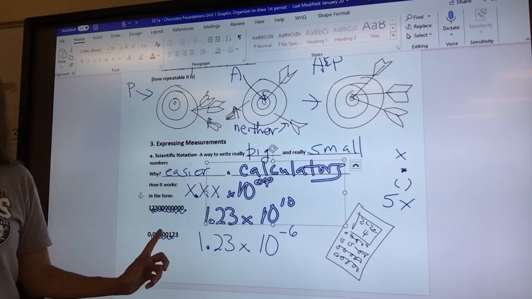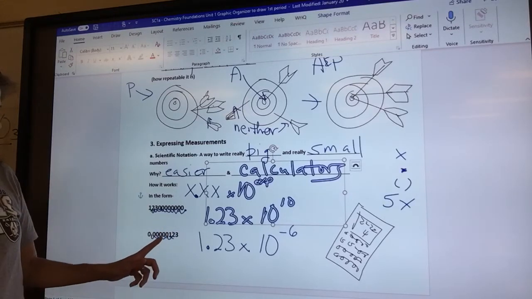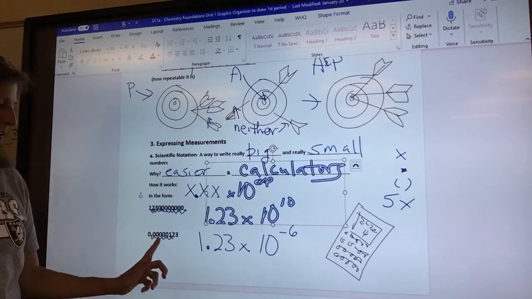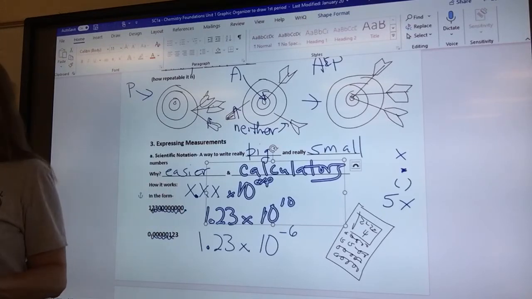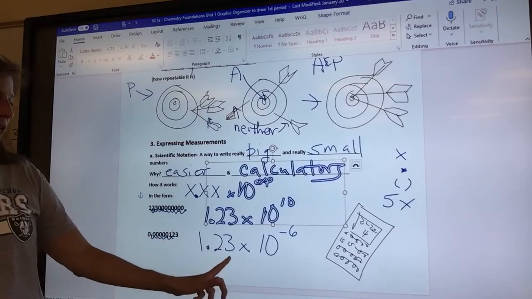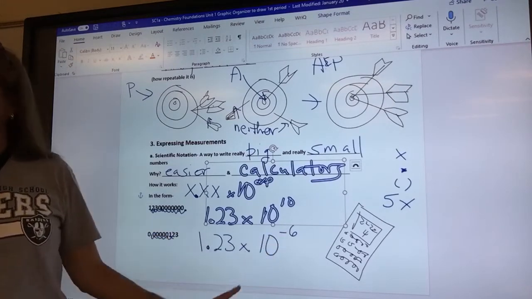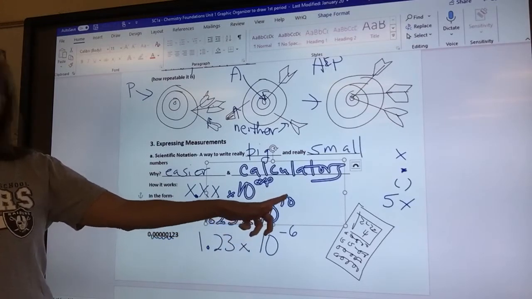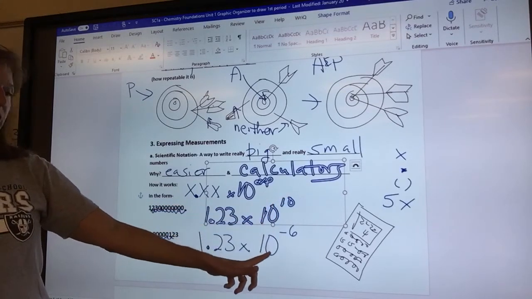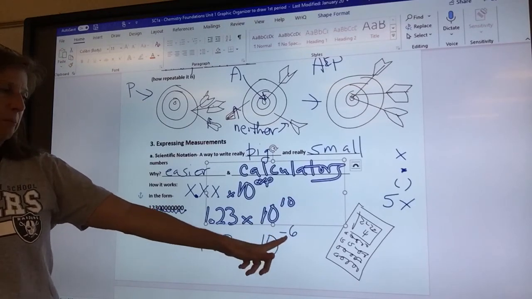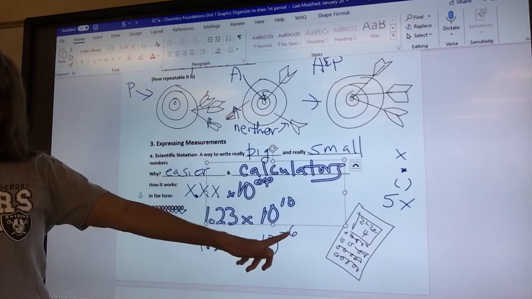Does everybody understand how it's 6? Even though there's 5 zeros, it's 6 because it has to jump over the 1 to get into its proper place. Good? Okay, so this number is 1.23 times 10 to the negative 6. If it's a very, very big number, the exponent is positive. If it's a very, very small number, less than 0, then it's a negative number.